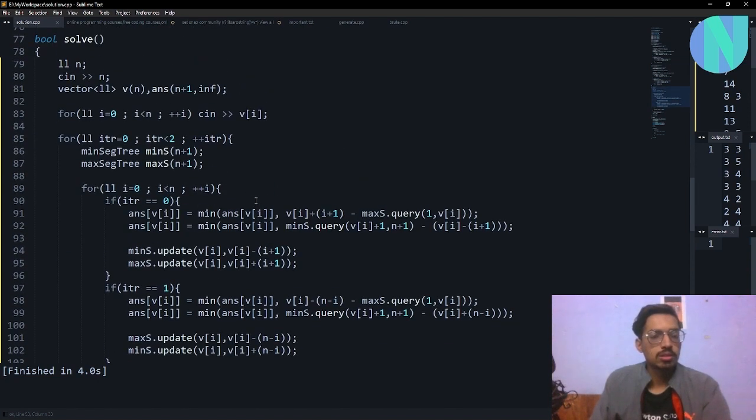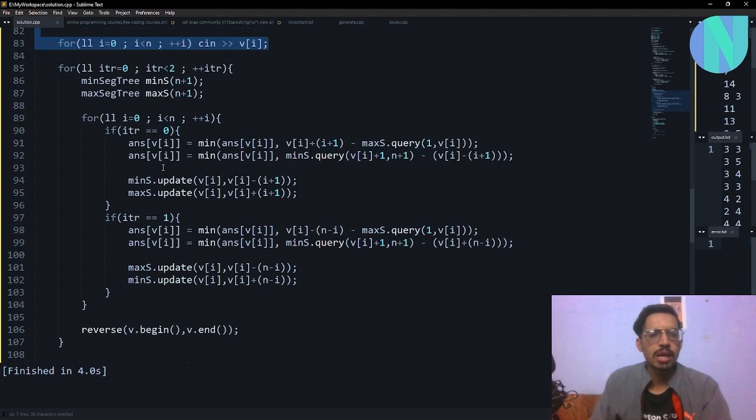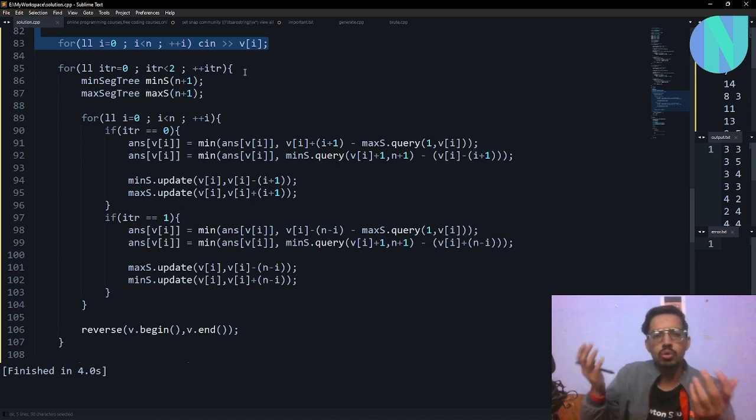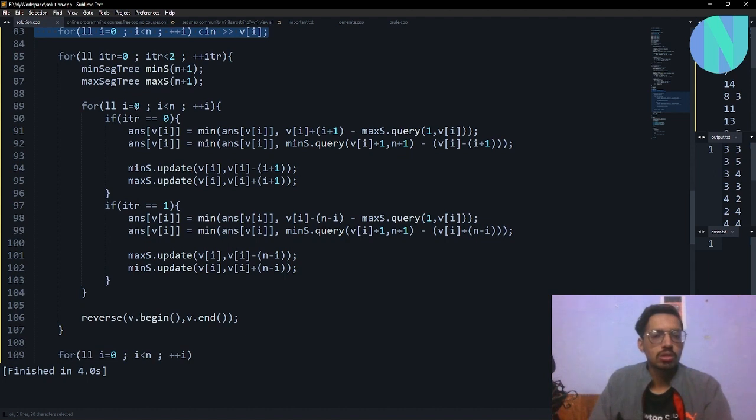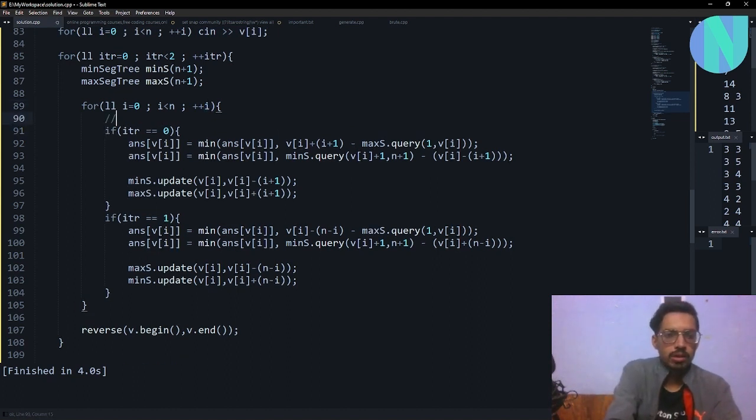So I will just first take my array as the input. Then I will do two iterations. I am doing two iterations because the first iteration is for the normal array and the second is for the reversed array, right? So instead of making two separate blocks of code, I just wrote a simple for loop, and for the first iteration my array will be normal, and for the second iteration my array will be reversed. So I will go over for i equal to 0, i less than n, and iterate over all the elements of the array. If the iterator is equal to 0, that means this is for the normal array, right?